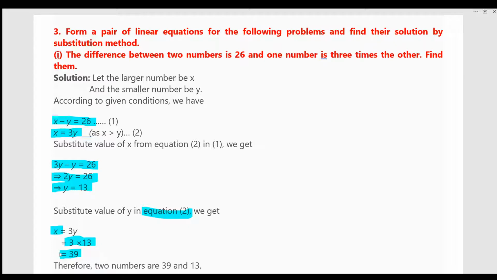So I got the value of x as 39 and the value of y as 13 by the substitution method. So my larger number is 39 and the smaller number is 13. So the two numbers are 39 and 13.